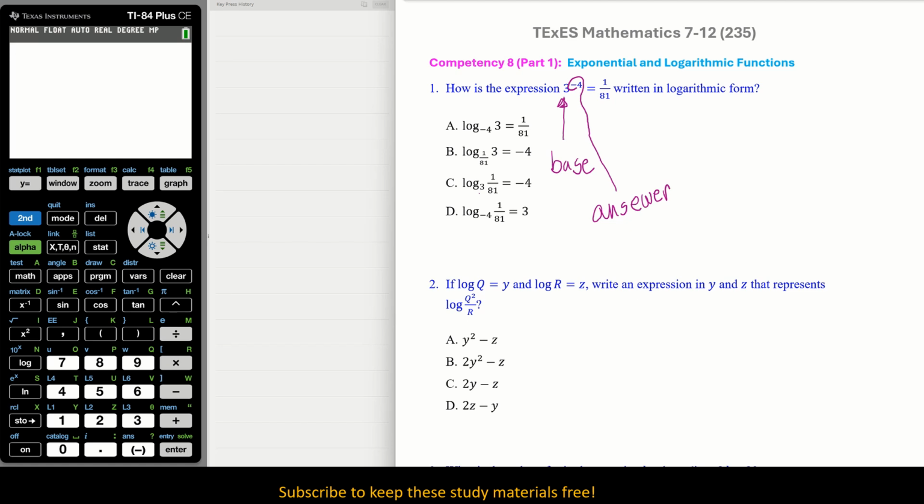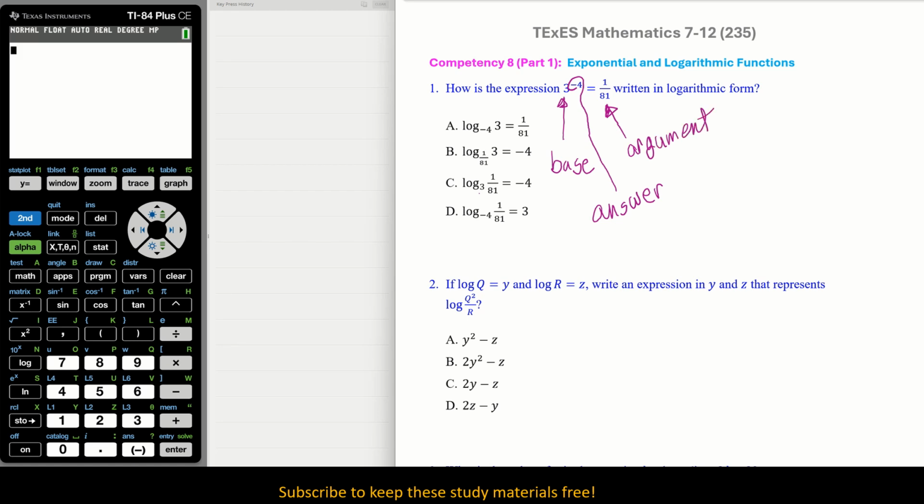And that is not spelled right. I'm not sure what I was doing. Okay, there you go. That's a lot better. Not sure what I was thinking. Okay, and this 1 over 81 actually is the argument.